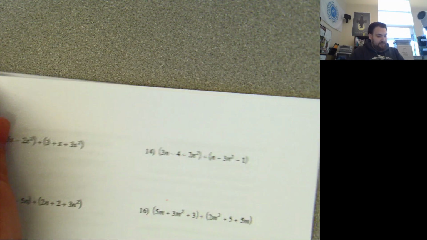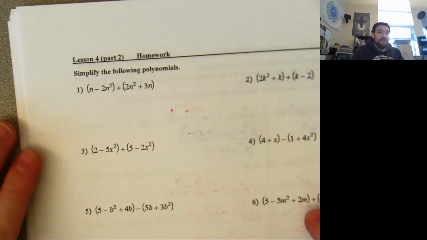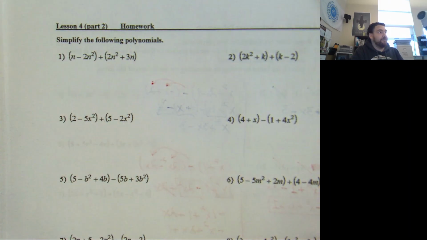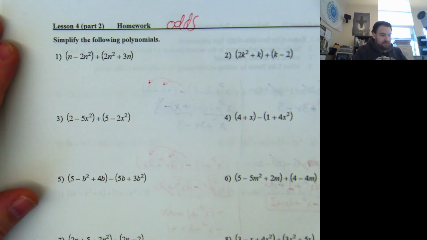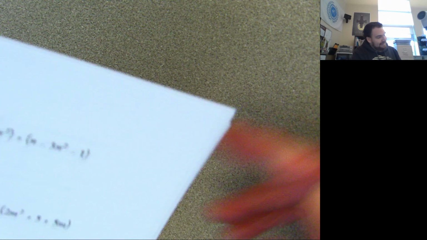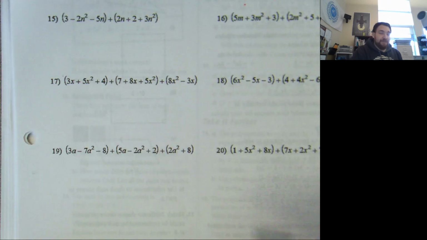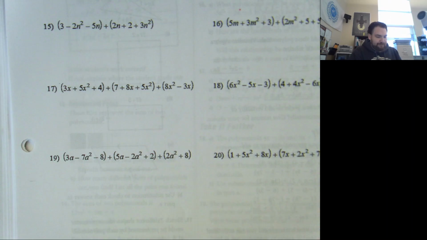What I'd like you to do, it gets more interesting. Yeah, let's do this way. So the instructions here just say simplify the following polynomials. So whether you're adding or subtracting, whatever it says is now what you're going to do. I want you to do this page odds. Well, and the next page odds. So it's 1 to 19 effectively. There's a couple at the bottom. 17 and 19 are going to be interesting. Those are fun ones.